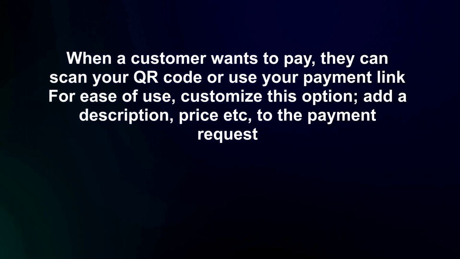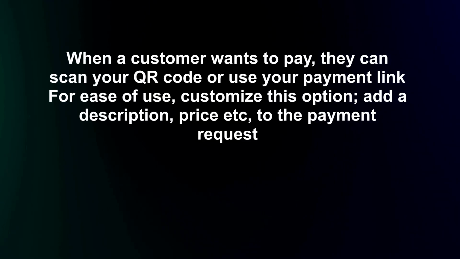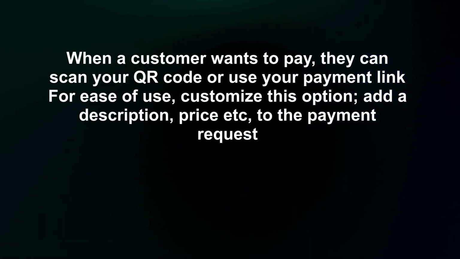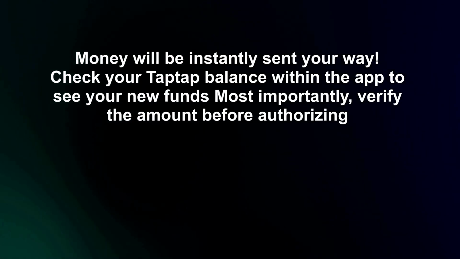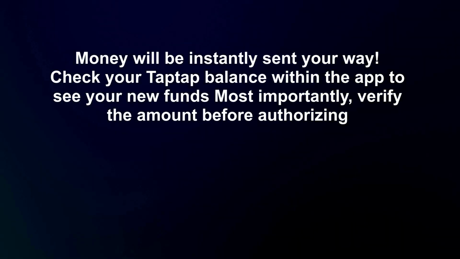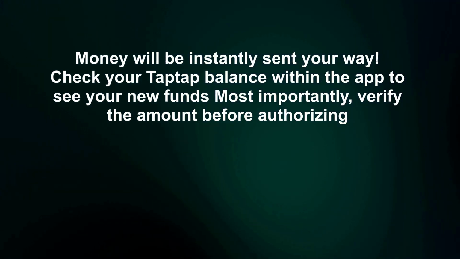When a customer wants to pay, they can scan your QR code or use your payment link for ease of use. Customize this option. Add a description, price, etc. to the payment request. Money will be instantly sent your way. Check your TapTap balance within the app to see your new funds. Most importantly, verify the amount before authorizing.